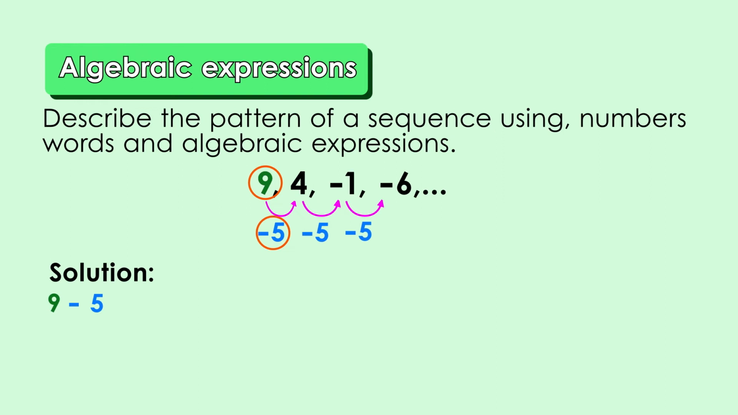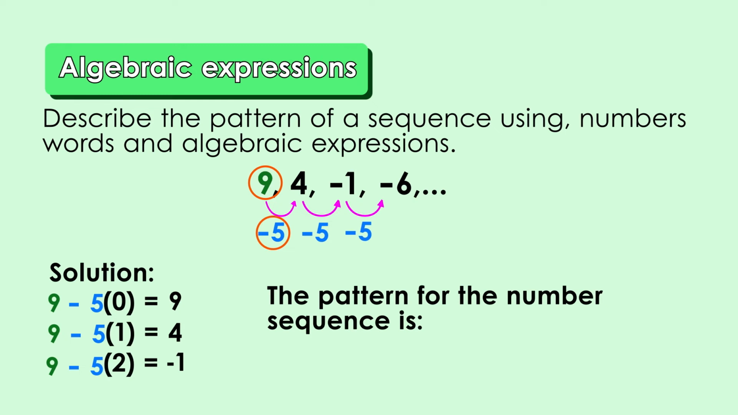Now, let us look at this. 9 minus 5 multiplied with 0 is equal to 9. 9 minus 5 multiplied with 1 is equal to 4. 9 minus 5 multiplied with 2 is equal to -1. Therefore, the pattern for the number sequence is 9 minus 5n, where n is 0, 1, 2, 3.